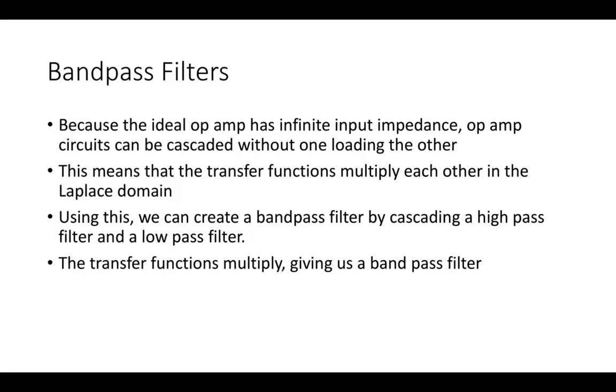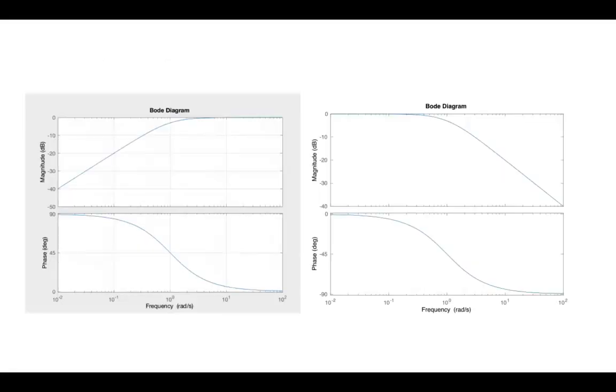The infinite input impedance creates a situation where the transfer functions basically will multiply with each other in the Laplace domain. Now, because of this feature, we can create a bandpass filter by cascading a high-pass filter and a low-pass filter. And so what will happen is the transfer functions will multiply, giving us a bandpass filter. So it's easier to get some of these concepts if we look at an illustration.